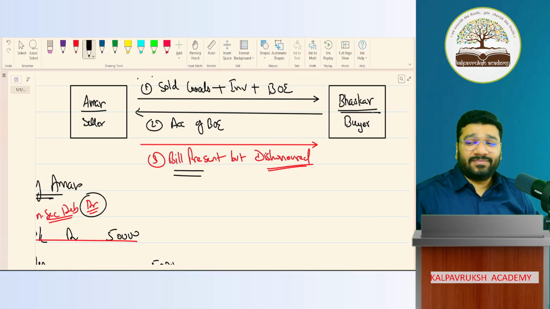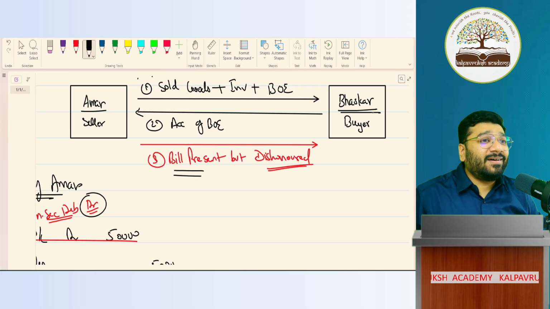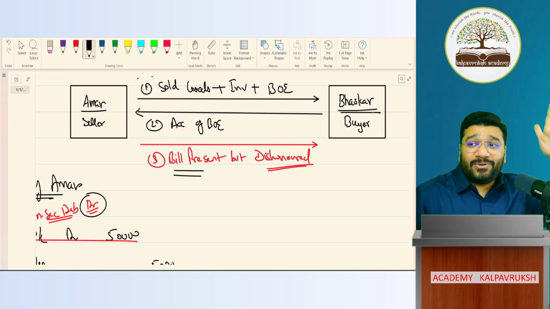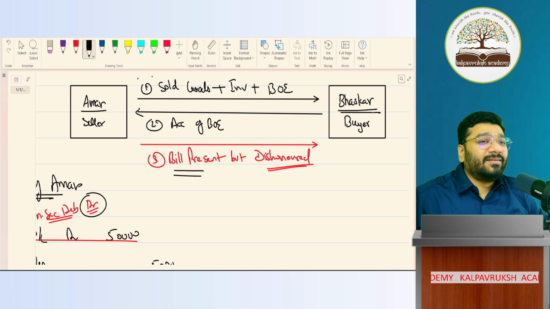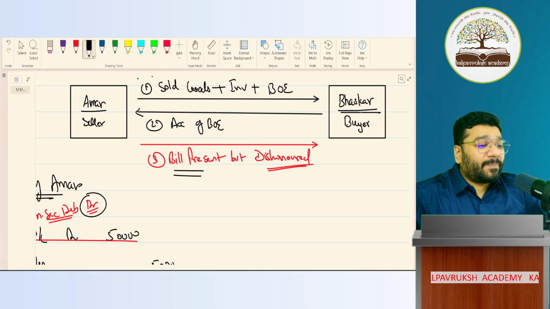One scenario. Second scenario. Knock. Bhaskar said, get lost, I will not pay money today. Which means on the maturity date, we have not received the money we intended to receive. Yes or no? The reason could be anything.